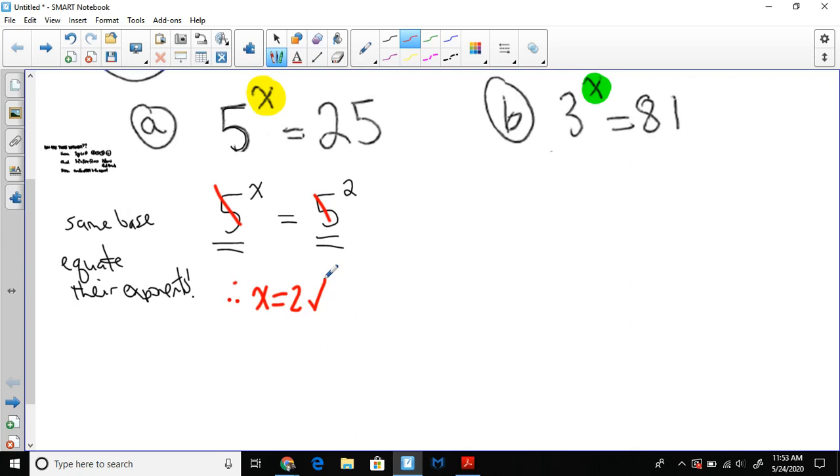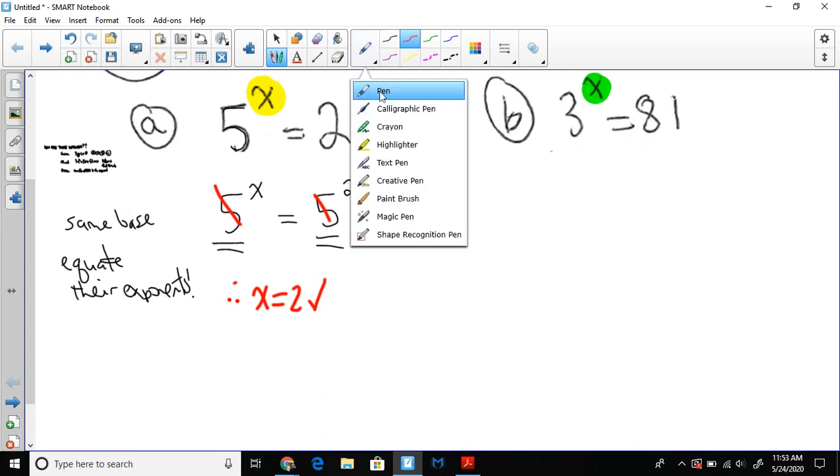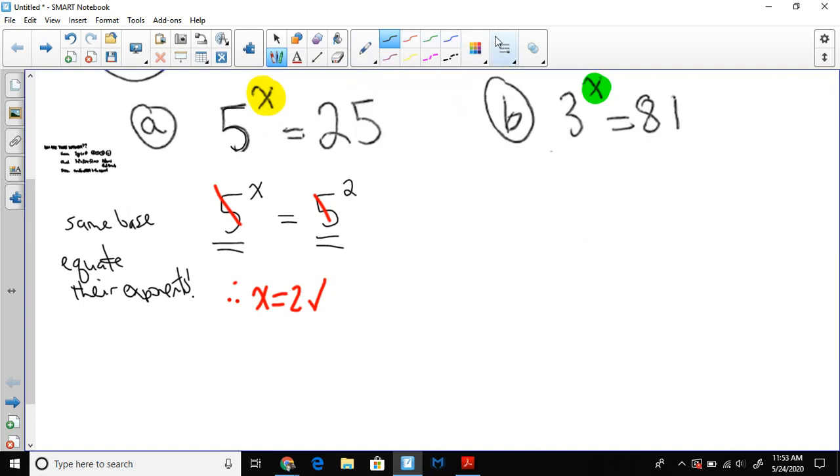Okay, so I can do the same thing for this one here. If I have 3 to the x equals, well, can I write 81 as a base 3? Well, yeah, 3 cubed. And then again, once I have this same base here, the bases are now kind of irrelevant, and now I just want to look at their exponents. And then I say, well, the answer is x equals 3.